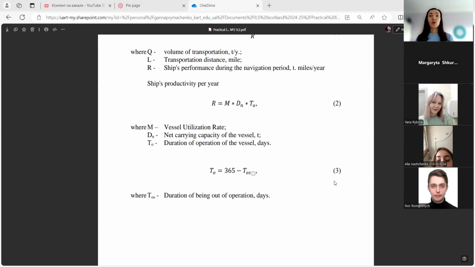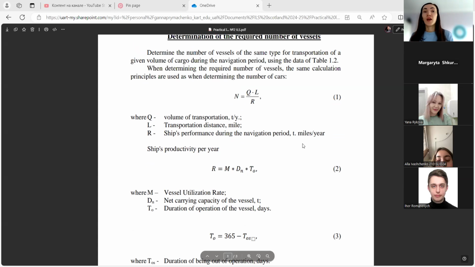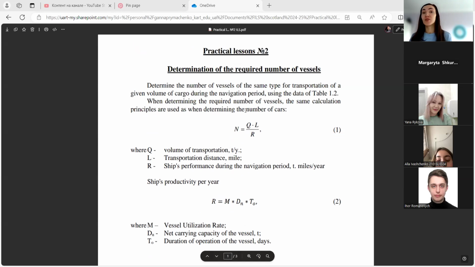How many tons per day can we transport by our vessels? Okay. And our last formula for today, it is formula number 1. Such parameter as n, it is the calculation of how many vessels we need to transport our cargo on distance L. So write n is equal to, and in the numerator, we use such parameter as Q. Q, it is volume of transportation, tons per year. So find it in our table 1.2.